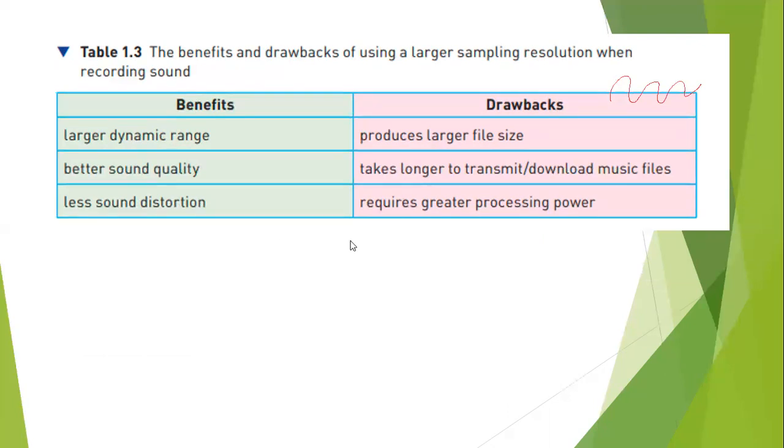So basically, these are some benefits and drawbacks. The benefit is a larger dynamic range. You get better sound quality and less sound distortion if you assign more sampling resolution. This is the benefit and drawback of using larger sampling resolution when recording sound. The drawback is that it produces a larger file size. For that purpose, you need more space on your hard disk or RAM. It takes longer to transmit or download music files, and requires greater processing power.